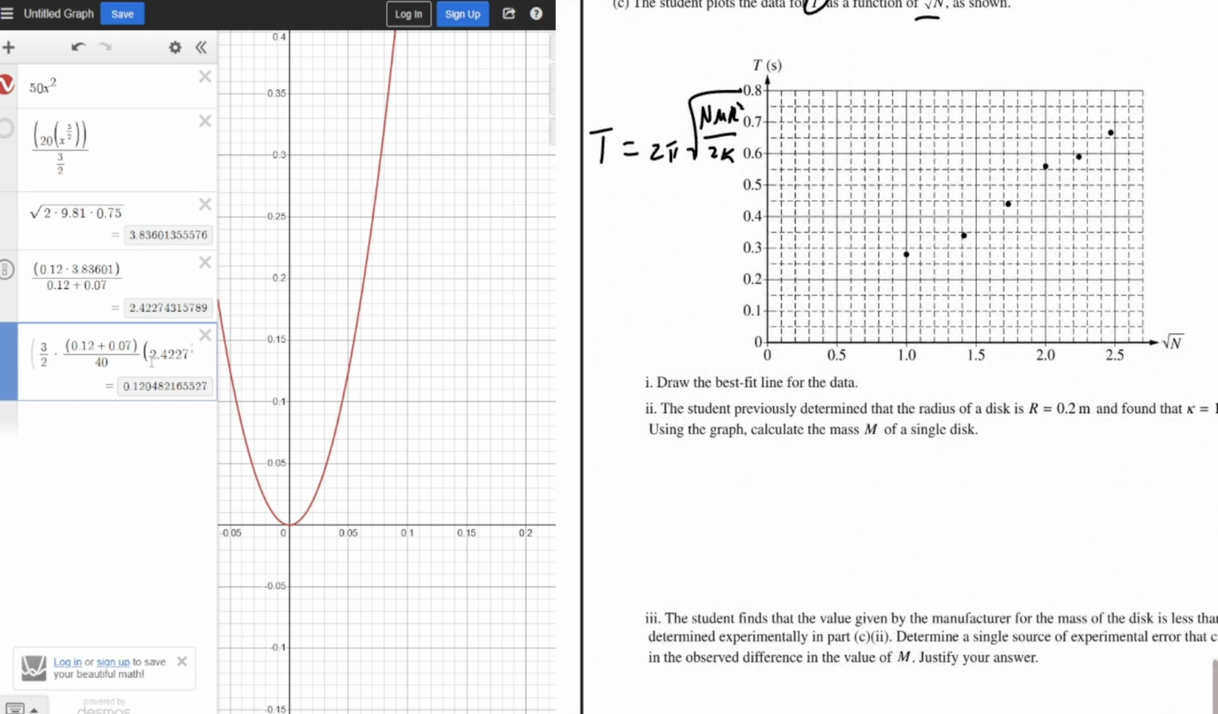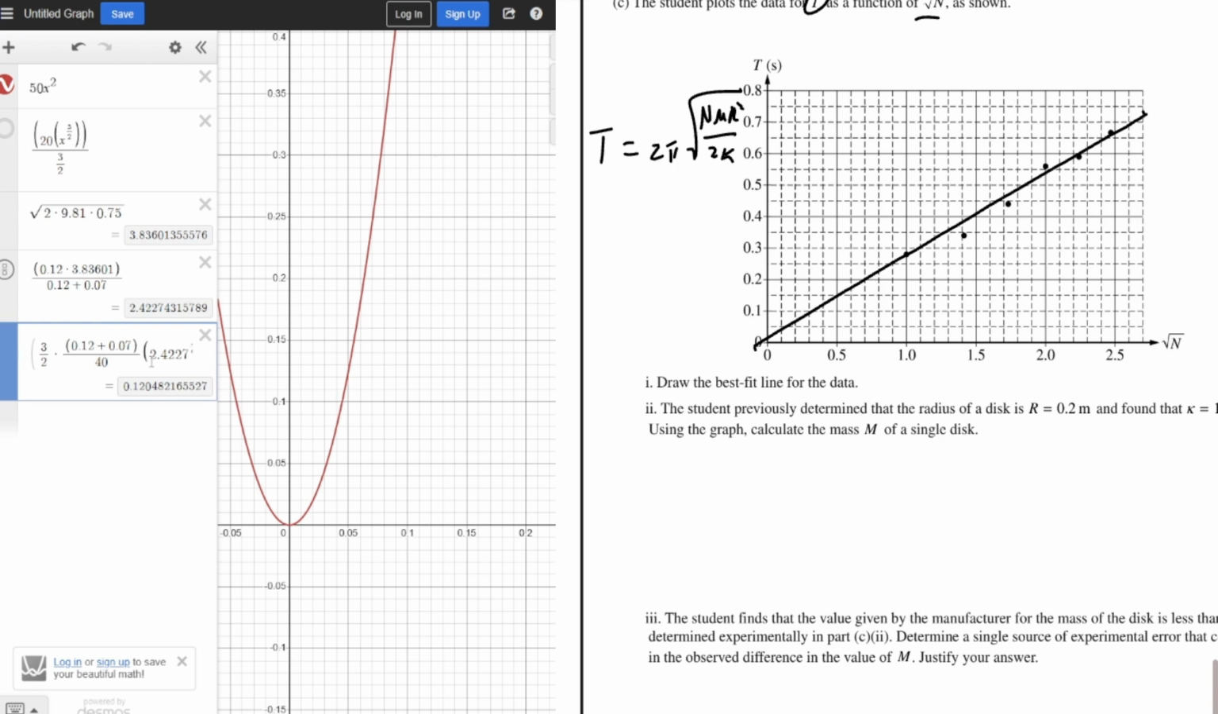So it says draw a line of best fit for the data. I'm going to use this. Let's see if I can do it, because I honestly suck at graphing, but it's okay. We'll try. So my line of best fit might be a little bit different from yours. But there's my line of best fit.